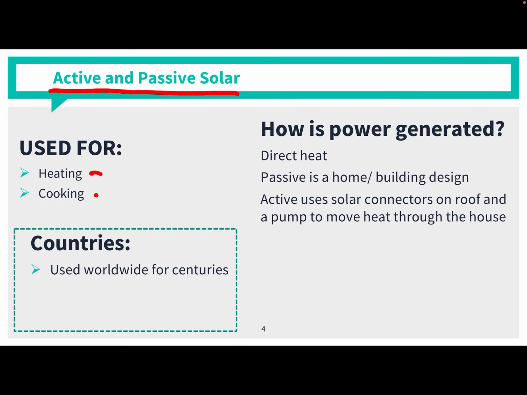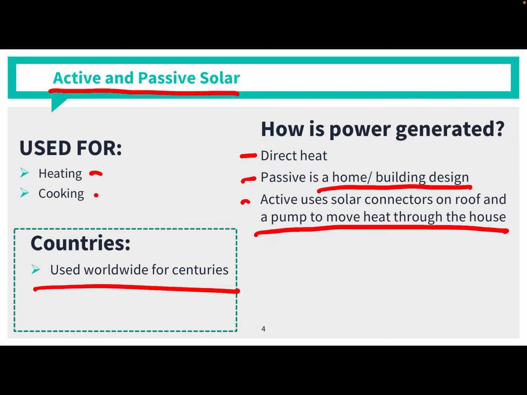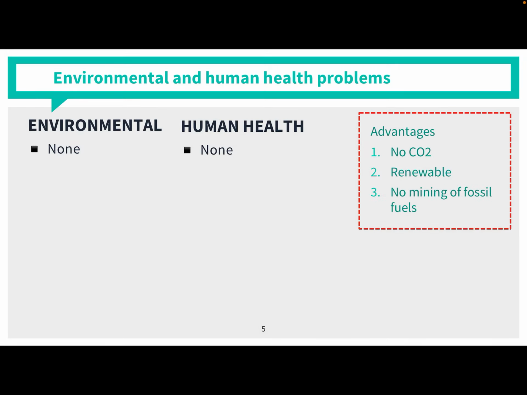Active and passive solar is used for heating and cooking. This has been used worldwide for centuries, so this is pretty common technology. It's generated directly through the heat. Passive is based on your home or building's design. So again, the windows, sunshades, putting up trees. Active uses solar collectors on the roof and a pump to move heating through your house. So there's some liquid, could be water, some other liquid that's moving through your house.